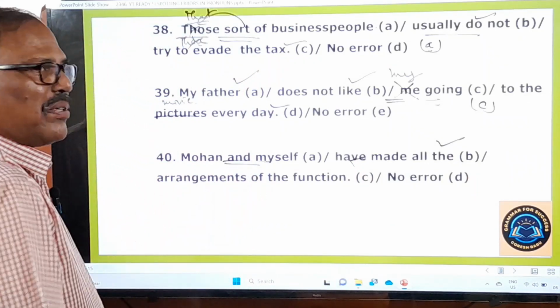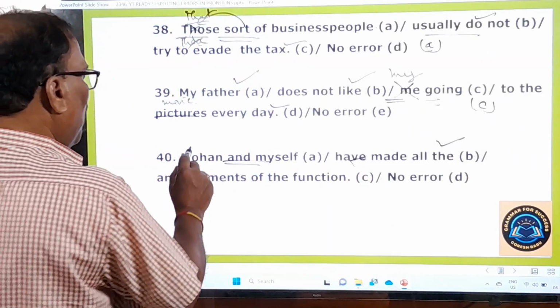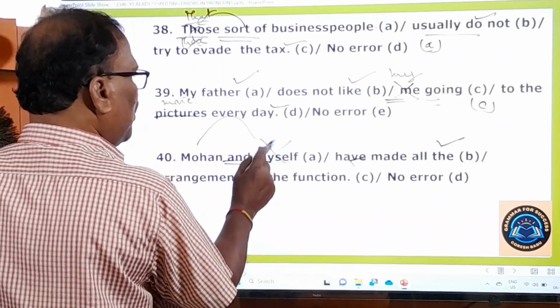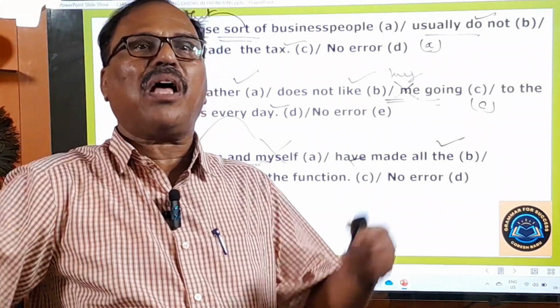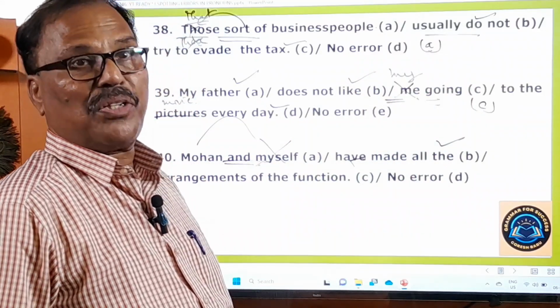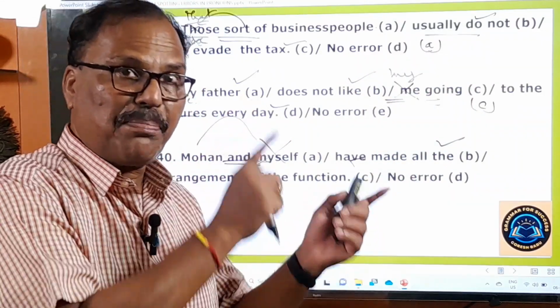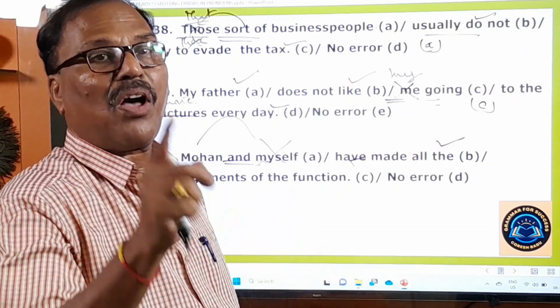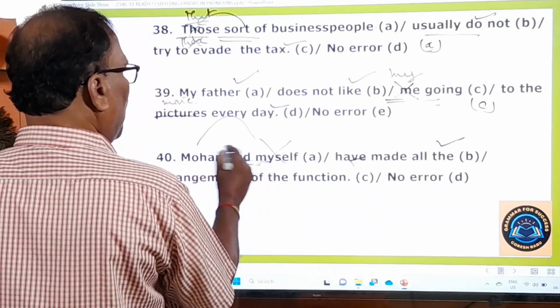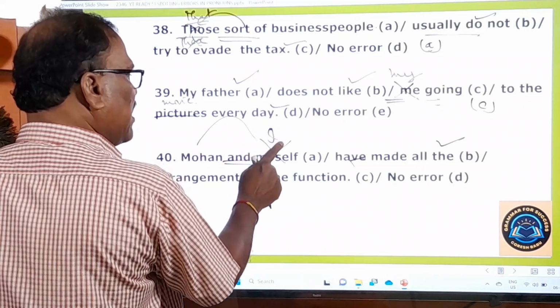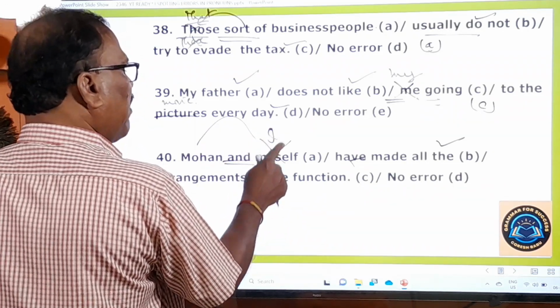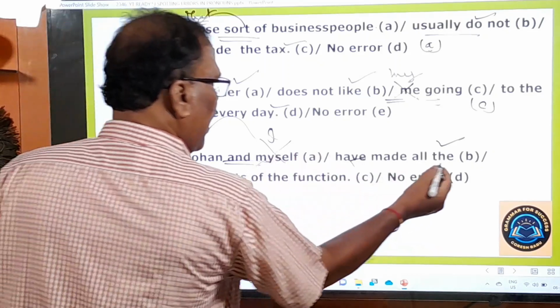Only the A part is a mistake. Why? Because of "Mohan and myself." You should not use a self pronoun either in the subject place or in the object place. You cannot say "Herself is going to college." A self pronoun cannot be used in the place of the subject or in the place of the object. Okay. "Mohan and myself" should be "Mohan and I." Since "I" is not used here and "myself" is wrongly used here, this A part is a mistake.